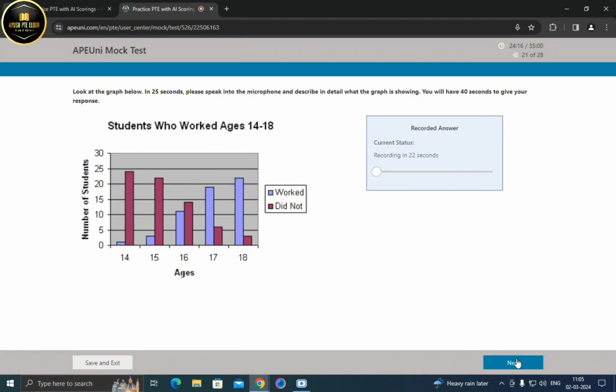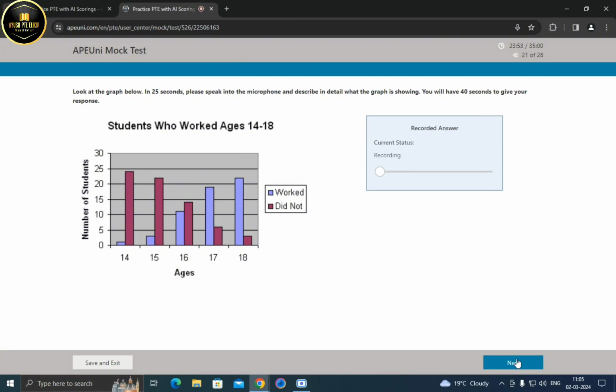So students who worked ages 14 to 18 worked, did not, red and purple color, black and white numbers and their ages. So again, like type, bar graph, heading, you can see some words, some numbers, colors, and overall. Heading, you can say again.